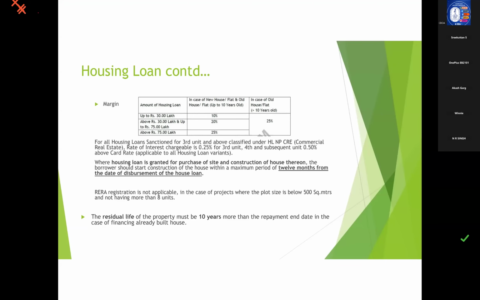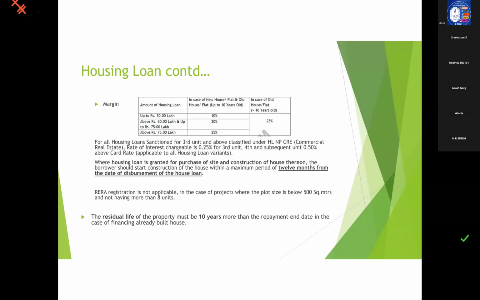Now coming to another important aspect, which has been in force because RERA approved things and has come very recently. So you can expect questions based on RERA registration. The first important point: RERA registration is not applicable in which cases of projects? RERA registration is not applicable in projects where the plot size is below 500 square meters and not having more than 8 units. I can see a question there.